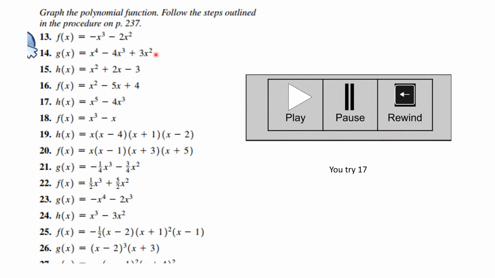Okay, here is a suite of problems in your exercises where you graph the polynomial function, following the steps outlined. Again, I'm assuming that you've done a bit of pre-reading, so I'm going to invite you to pause the video and try problem number 17, and start playing the video again when you've completed your work and compare your notes.